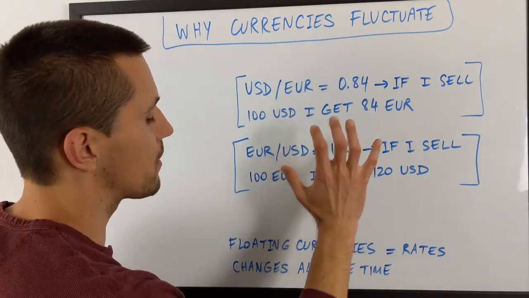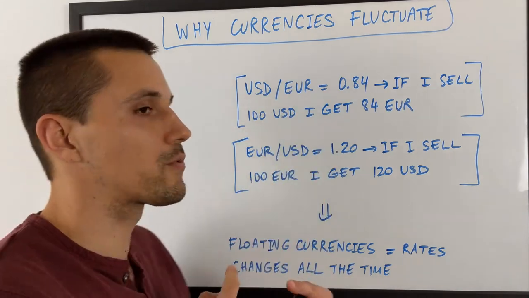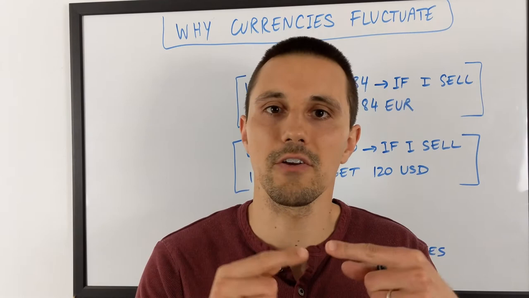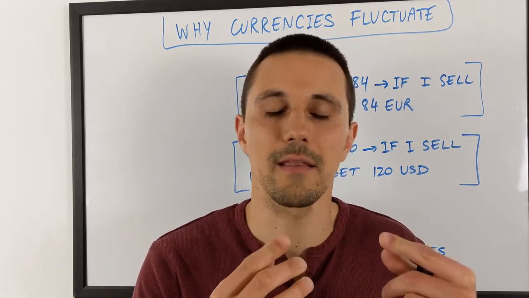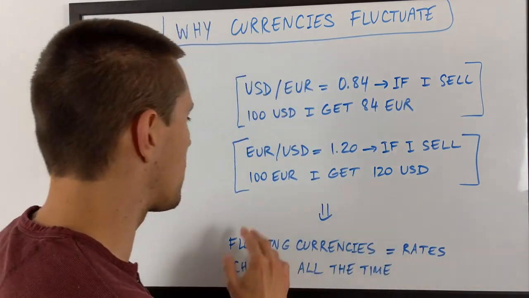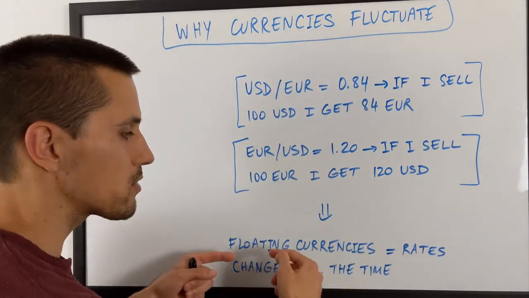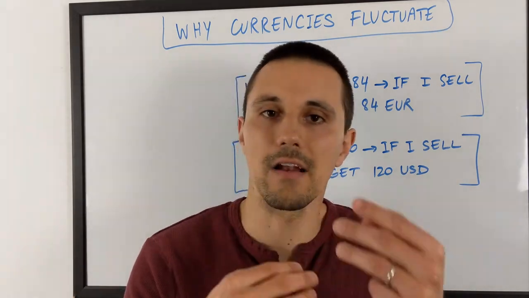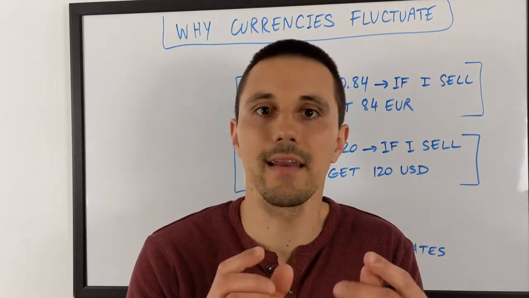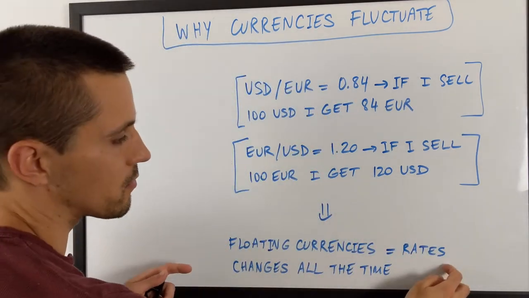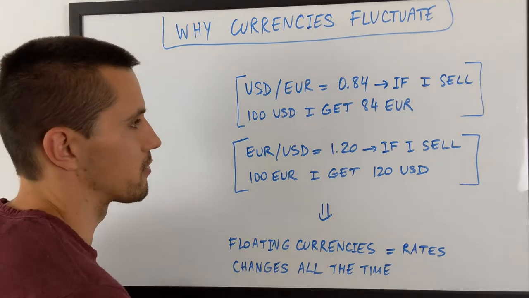What is very important to point out as well is that when we look at the US dollar versus euro, these two currencies are not pegged against each other. That means they do not have a fixed rate, okay? Both currencies are floating currencies, which means that the rates are calculated on a daily or even hourly basis, and the rates change all the time.